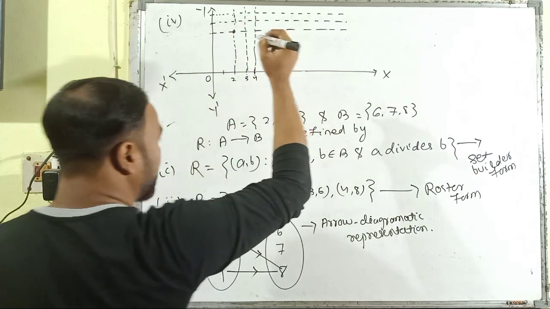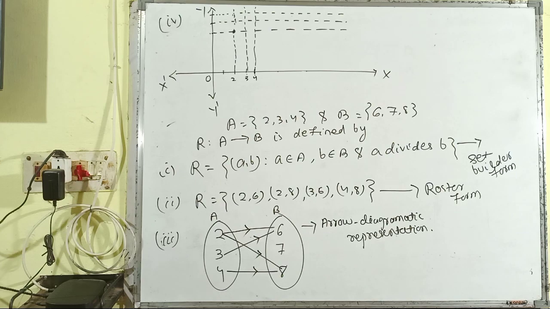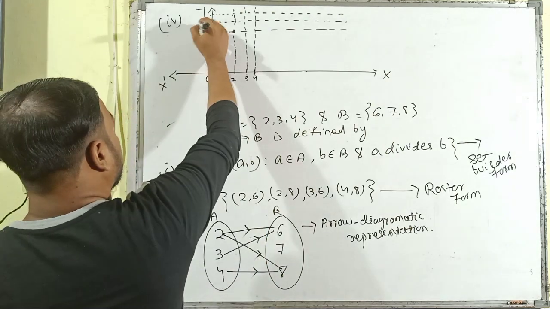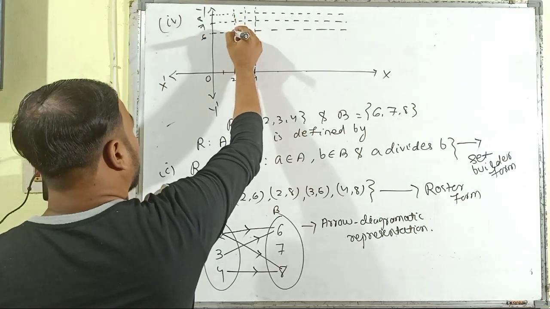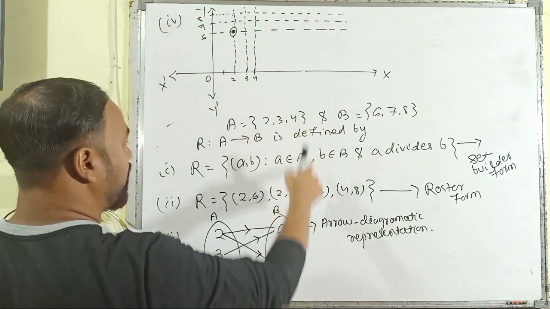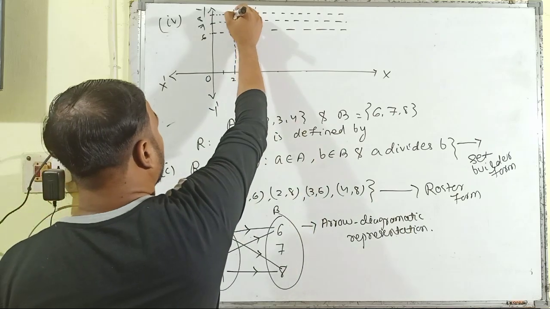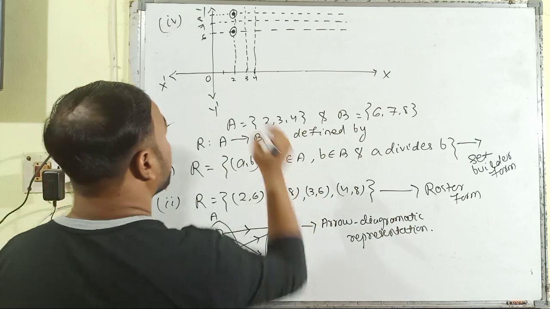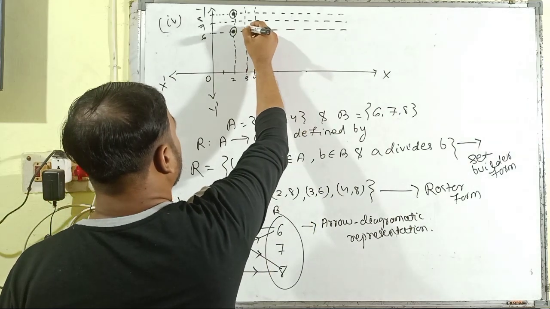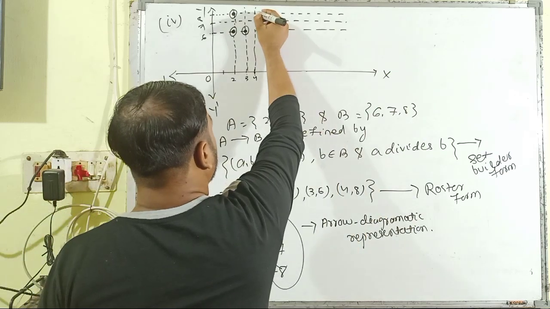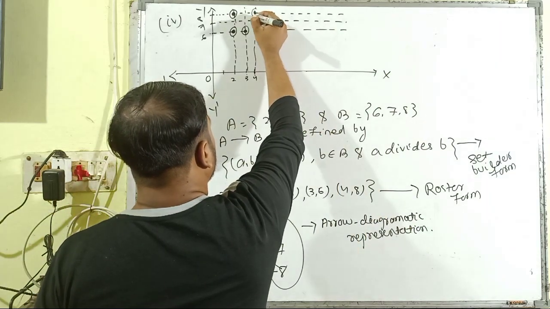Here these are the points, and which ones do we require? 2, 6. So here it is (2, 6). Then we don't need (2, 7). We need (2, 8). Here it is (2, 8). Then (3, 6), here it is (3, 6). Then in the last, (4, 8).